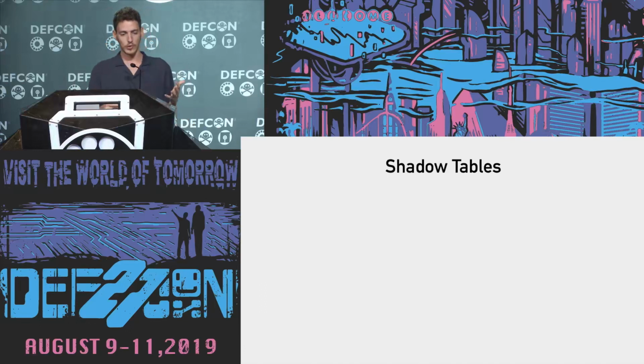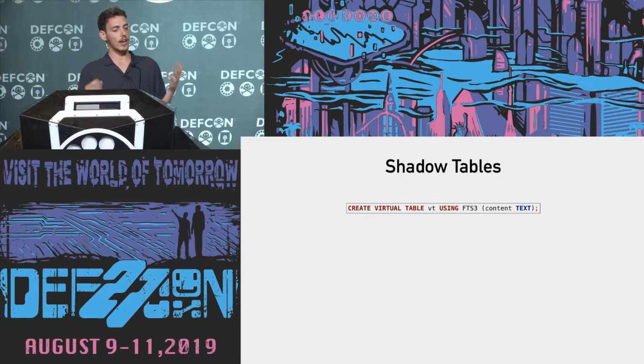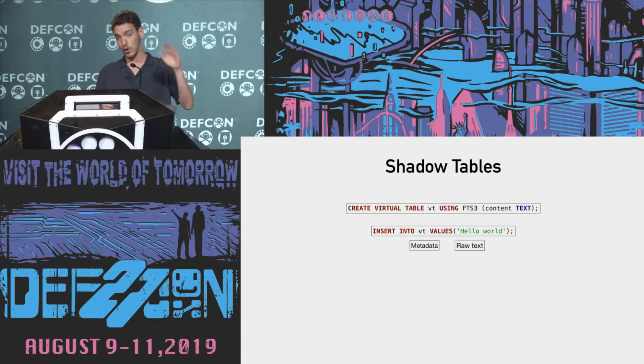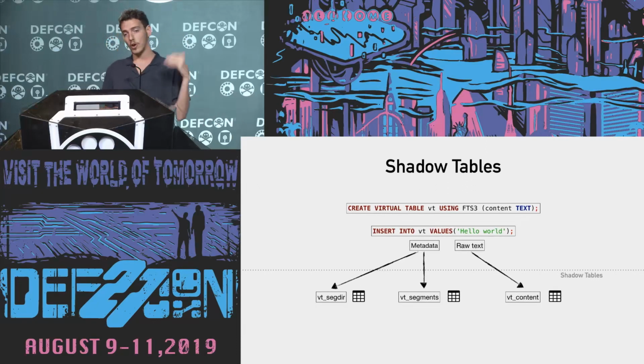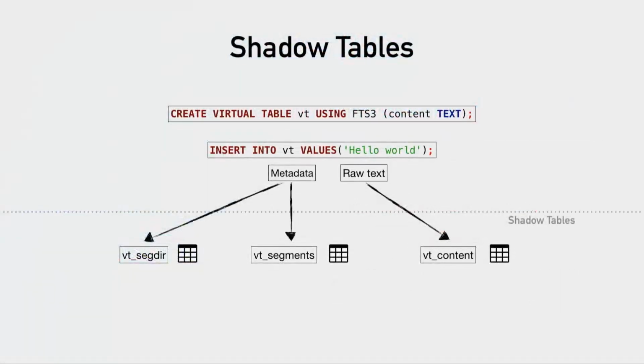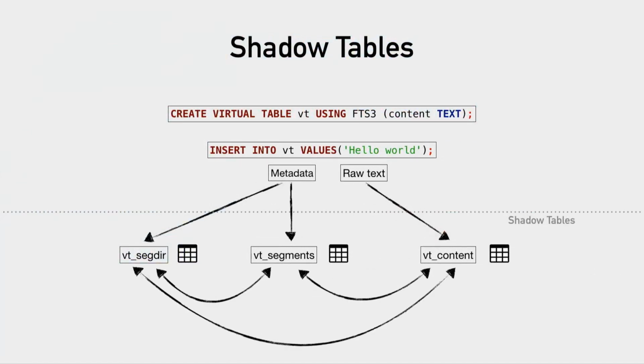So, shadow tables. For example, let's look at a virtual table that is created using the FTS virtual table module, right? So we create a table, and we insert a string into it. Now, obviously, to allow for some efficient search, we need to have some metadata, right? We need to have some indexing or pointers or some tokens or stuff like that. So obviously, we have the raw text and some metadata. But this one virtual table is actually composed of 3 shadow tables. So the raw text would go to a shadow table called content, and the metadata would go to the segdir and segments. And actually, each of these shadow tables passes information between them.